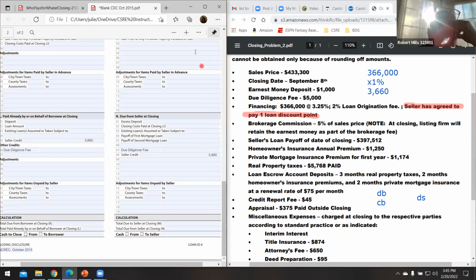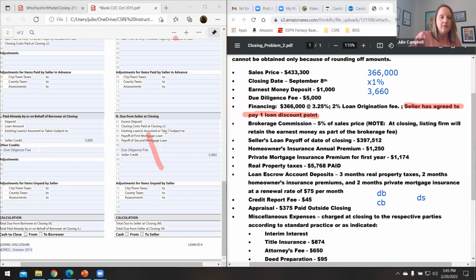Okay, so you did debit the seller. It just isn't marked on the paper. It is on the paper. It's right here under N8, due from the seller at closing. This is the seller's debits. Okay? Due from the seller. So debit the buyer on page 1, credit the buyer, debit the seller on page 2. Questions on that?